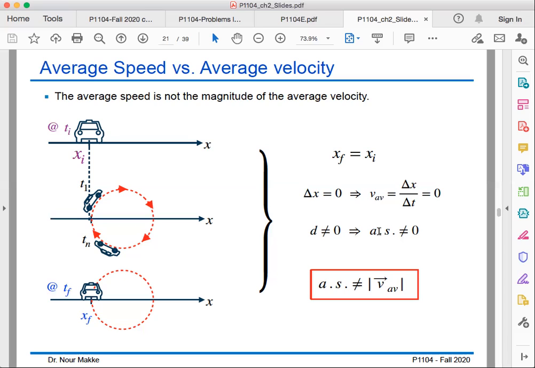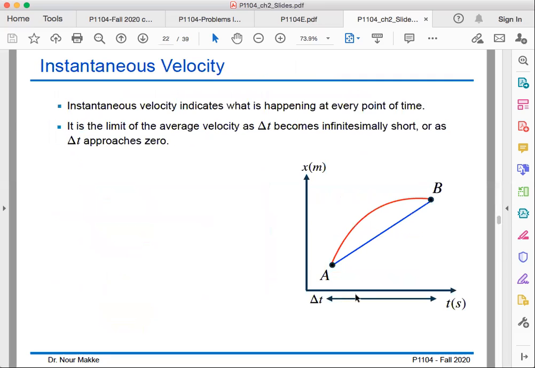So this is an example which shows that the average speed is different than the magnitude of the average velocity vector. And this is a consequence of the fact that the distance is different than the magnitude of the displacement vector. It could be the case that the average speed is equal to the magnitude of the average velocity, but those are just particular cases and not general.